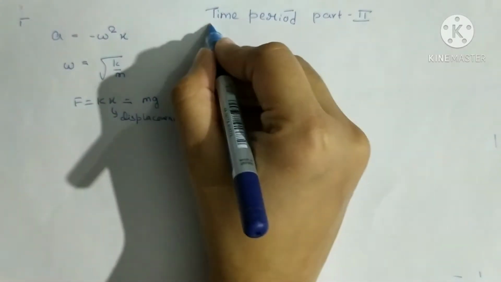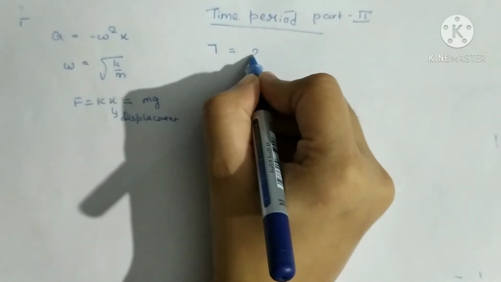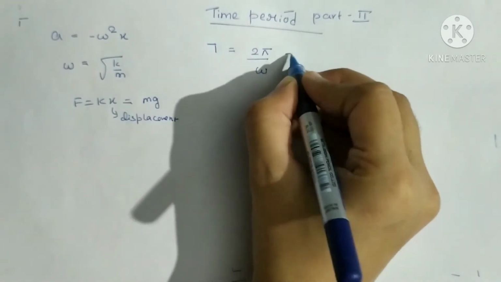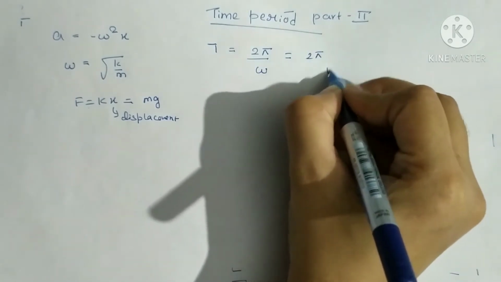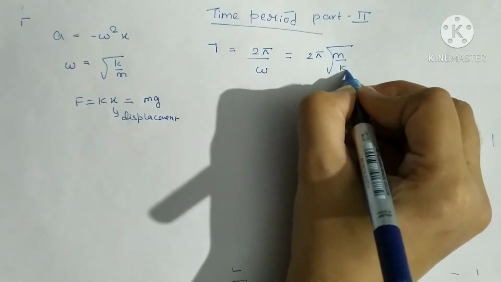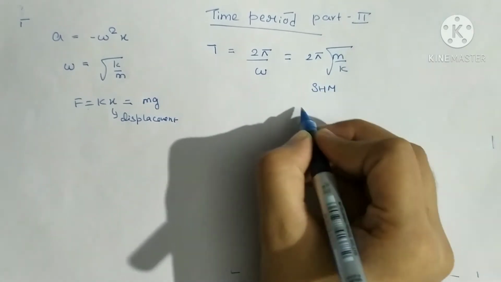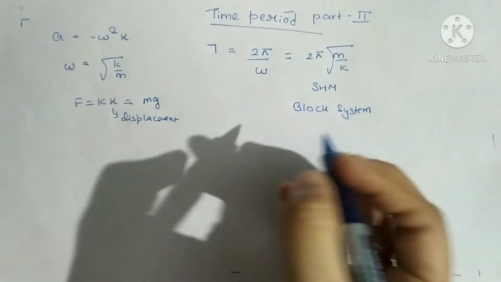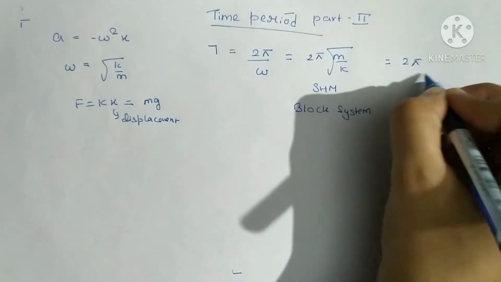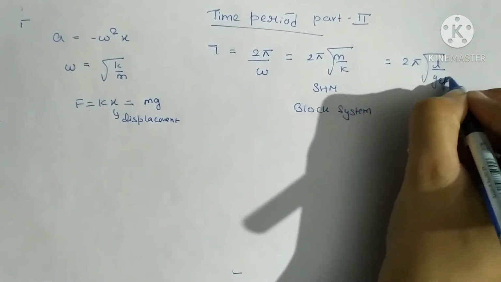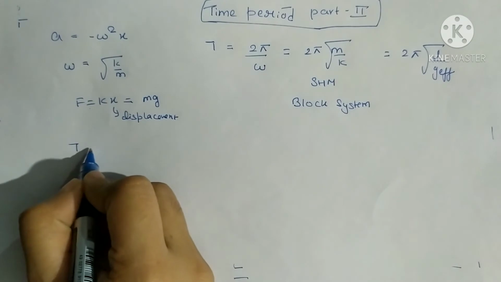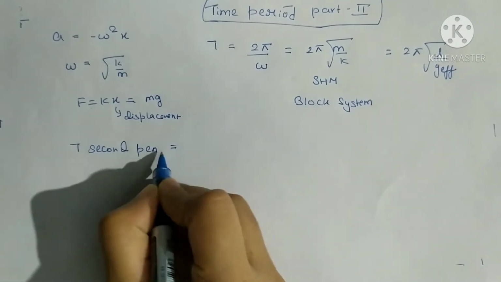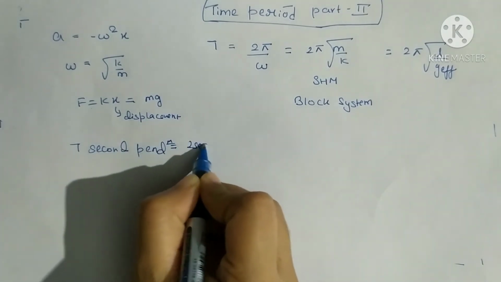Now talking about the time period. Time period is equal to 2 pi upon omega, which is common to every chapter, and then time period is equal to 2 pi under root m by k. This is for the SHM, or we can call this the block system. Another formula is 2 pi under root L by g effective. Now the time period for a second pendulum is 2 seconds, and this is constant, you can't change it.